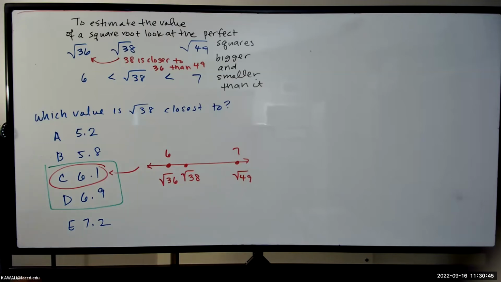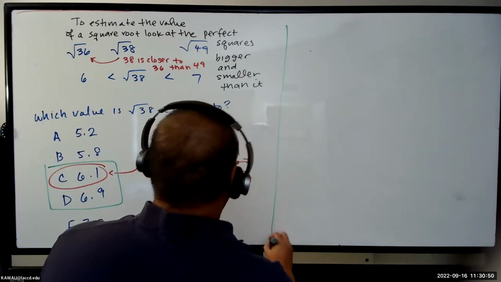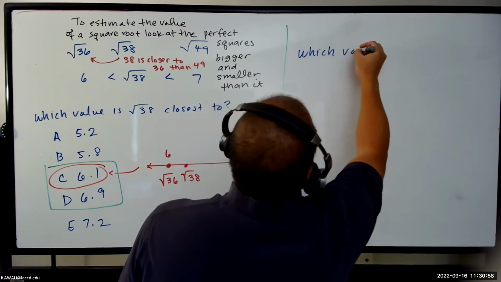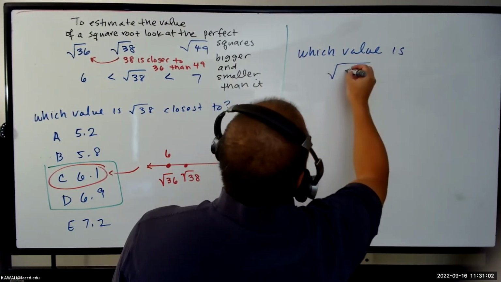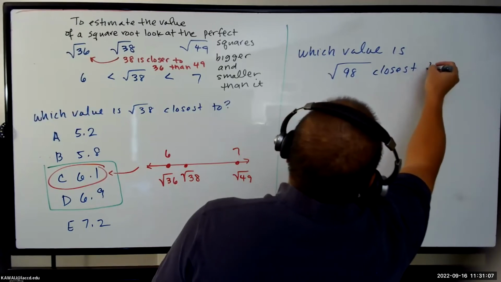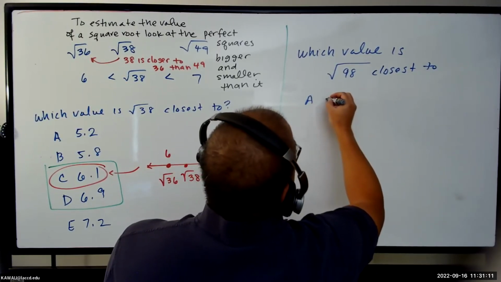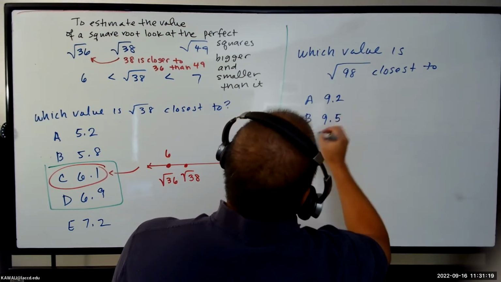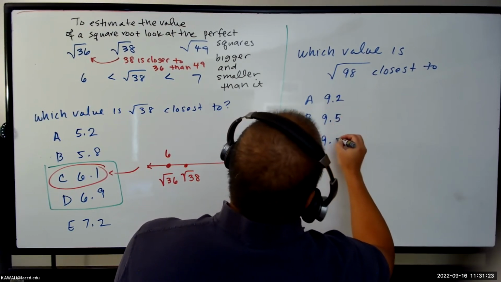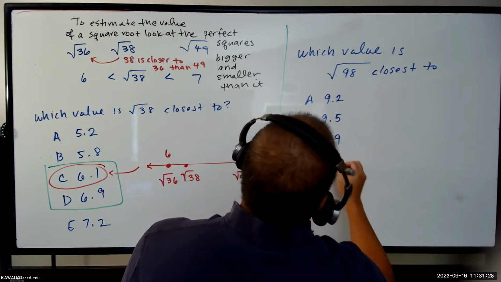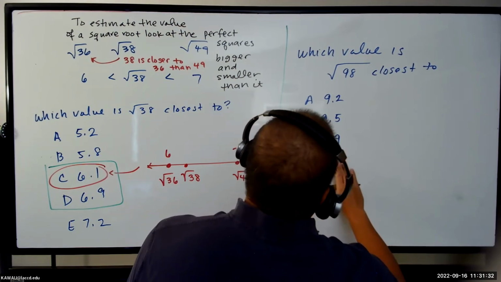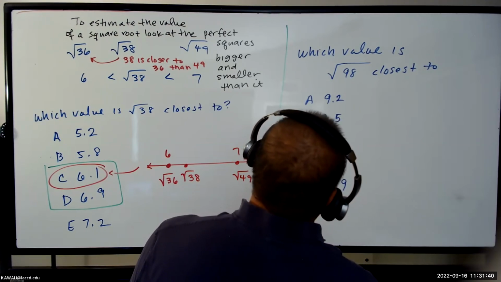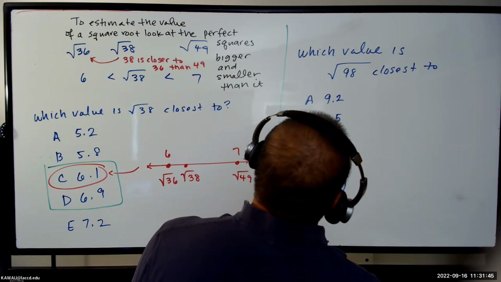Okay, let's try that again. Okay. Which value is square root of 98 closest to? Yeah, let's do that.